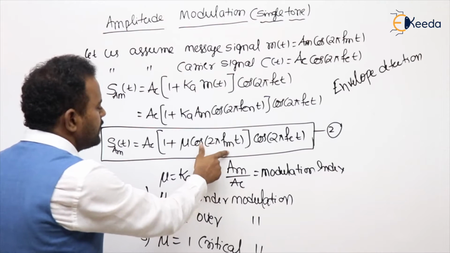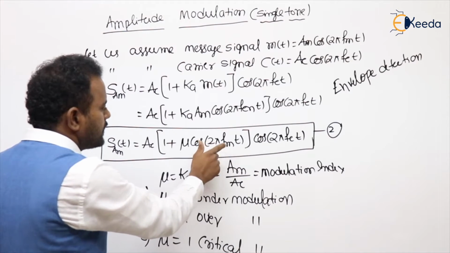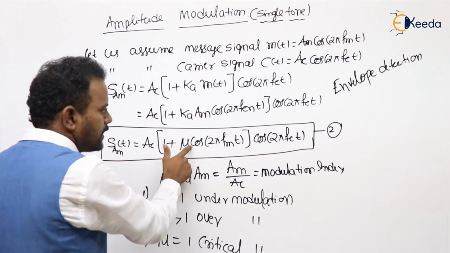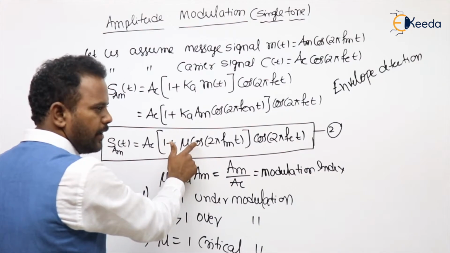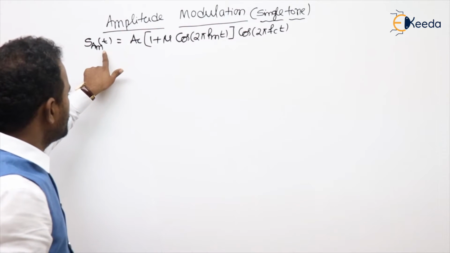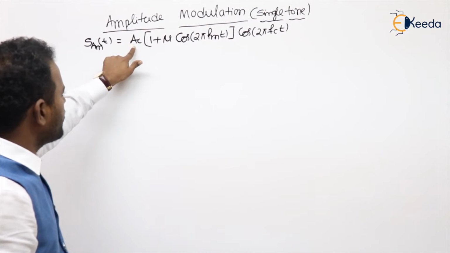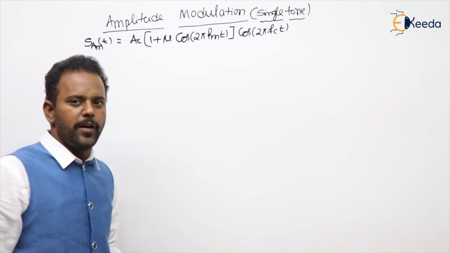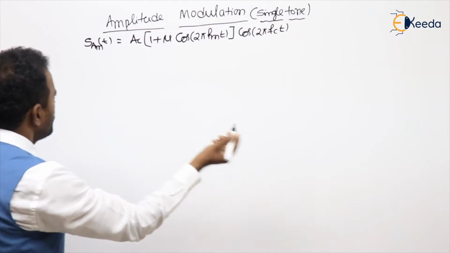So this is the second expression, at least this is the singleton AM expression and modulation index. Further this will extend. Clear? We got the singleton expression s_AM(t) = A_C (1 + mu cos 2 pi f_m t) cos 2 pi f_c t. Let's see further.